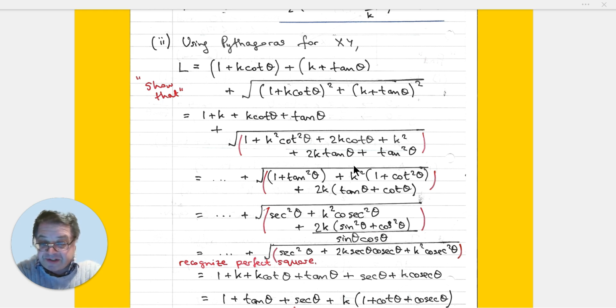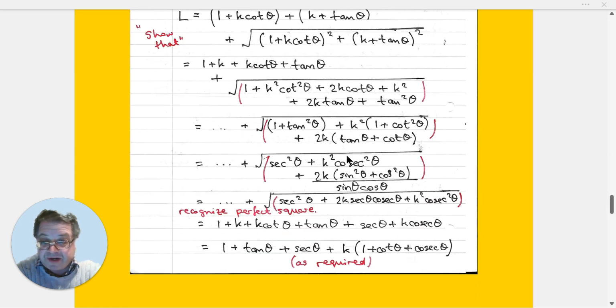We have 1 plus tan squared theta, which hopefully we recall to be sec squared theta. We have k squared times 1 plus cot squared theta, which hopefully we recall to be cosec squared theta. And we have 2k times tan theta plus cot theta, which simplifies to sine theta over cos theta add cos theta over sine theta, or sine squared add cos squared over sine theta cos theta.